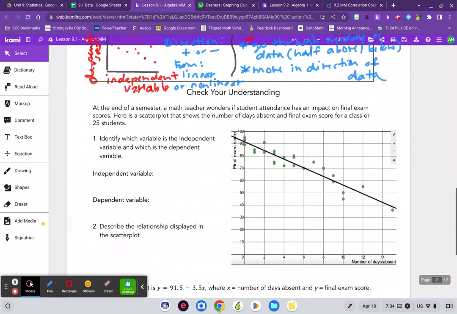Okay, so your job then is to work through these couple of examples. It talks about the end of semester math teacher wonders if a student's attendance has an impact on their final exam scores. And so you're going to use this graph that is already graphed for you. It already has a line of best fit for you to answer some questions. And that is your homework. So if you have questions, let me know.